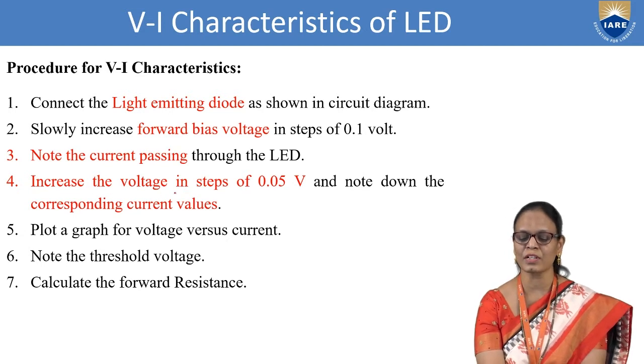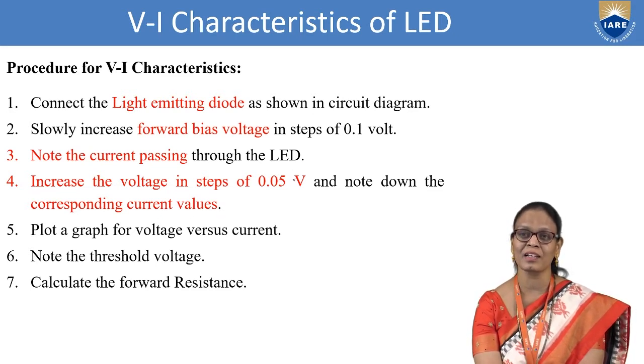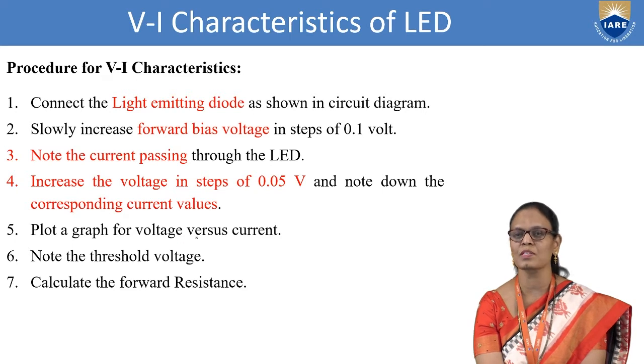Now increase the voltage in steps of 0.05 volt and note down the corresponding current values. As you go up, because the current increases rapidly, we will now try to increase it slowly. Then plot a graph of voltage versus current.